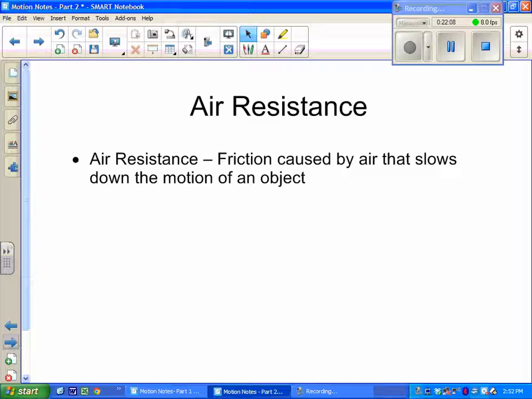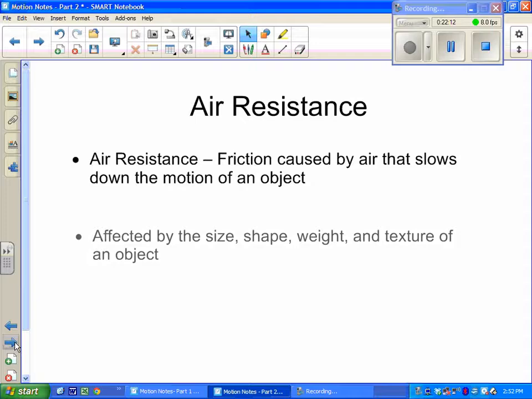The amount of air resistance depends on the size of the object. Bigger objects hit more air, which is going to slow them down more. The shape of the object: things that are round typically deflect air better than things that are flat, which is why sports cars and bullets are kind of round shaped. The weight of the object matters. Heavy things generally can avoid air resistance more than light things. Light things are affected more by air resistance. And the texture of the object: smooth things go through the air easier than furry things.